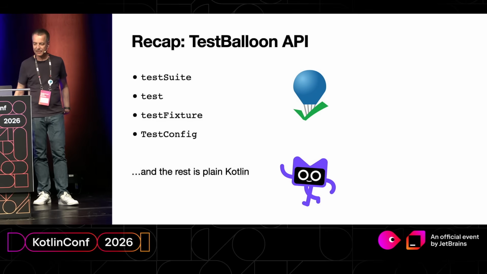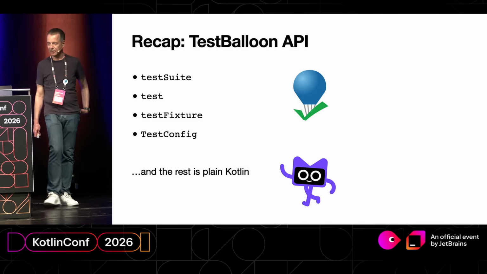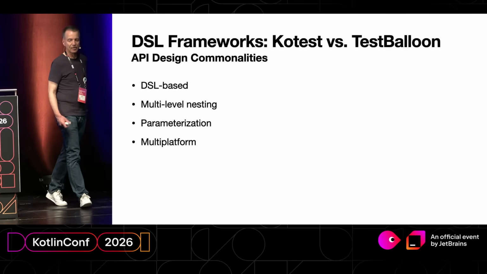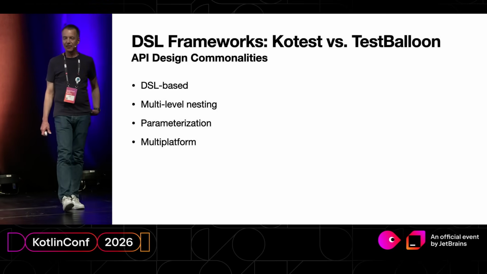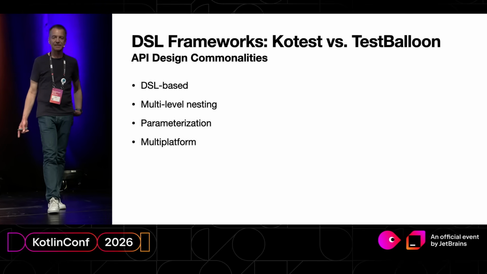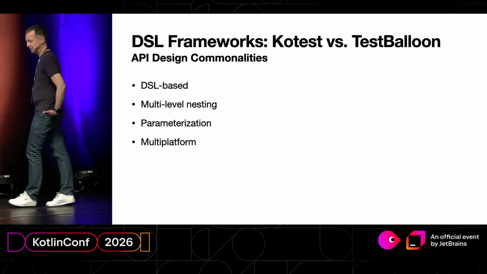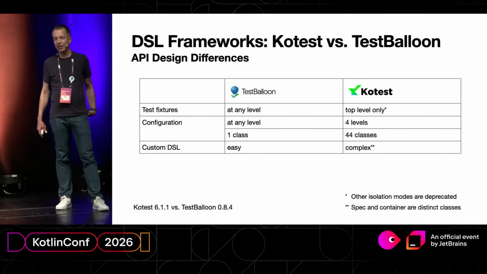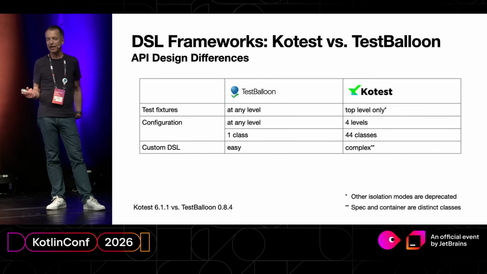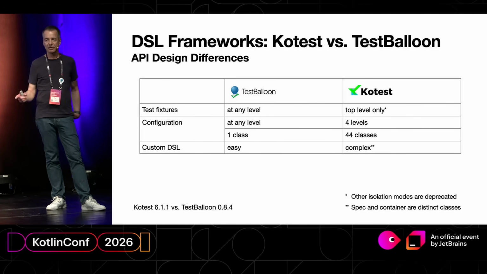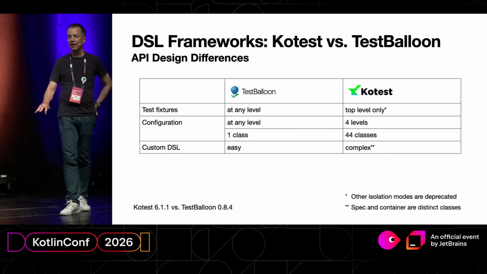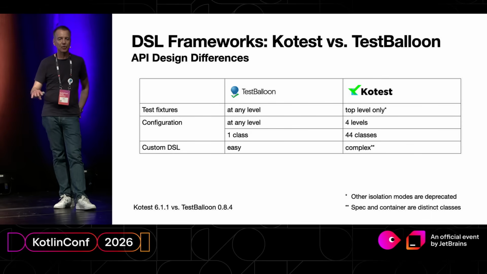So now navigating the Kotlin test framework landscape would be incomplete without looking at Kotest. So let's compare with that. TestBalloon and Kotest are both DSL-based frameworks. They both support multi-level nesting, parameterization, and they're both multi-platform. The differences are mainly in API designs. So TestBalloon has these test fixtures at any level, as you have seen. In Kotest, they're really there at the top level. Kotest has had them on the low levels, but this has shown to be not working correctly under our circumstances, so these are now deprecated.